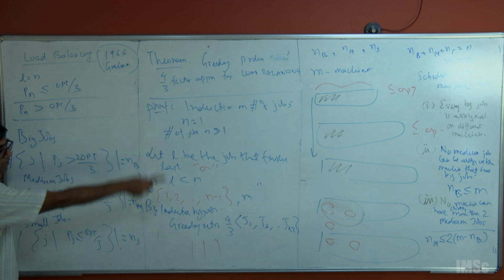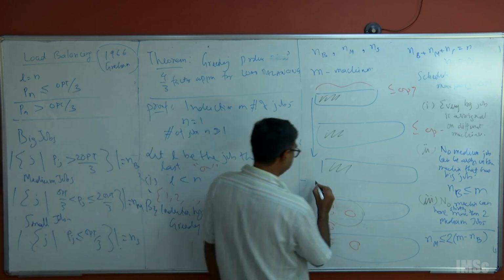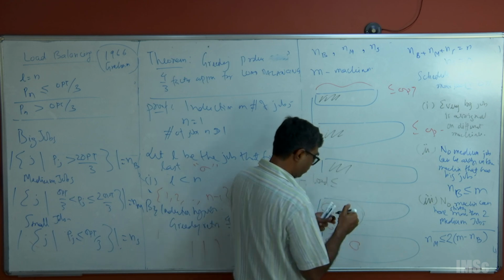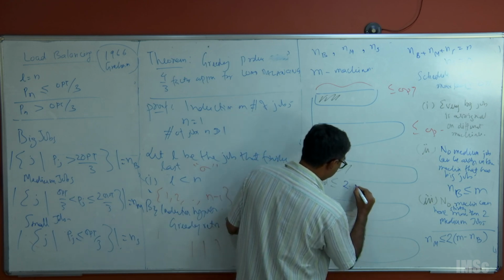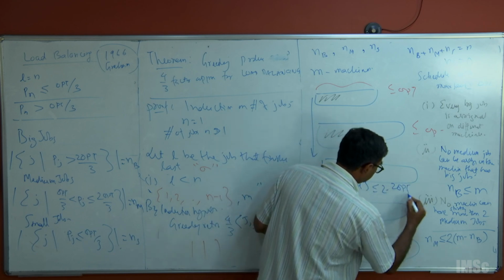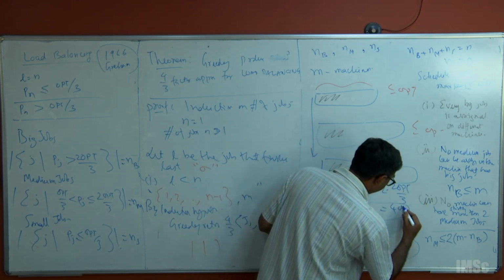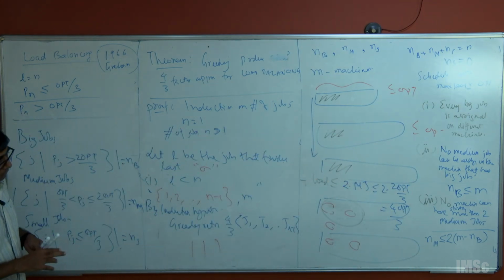Right? So what is the load of this algorithm? The load is upper bounded by 2 times the medium jobs, which is 2 times 2 opt by 3, which is 4 times opt by 3, and I am done. Okay. Question?